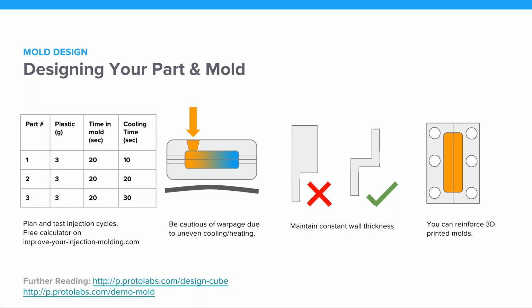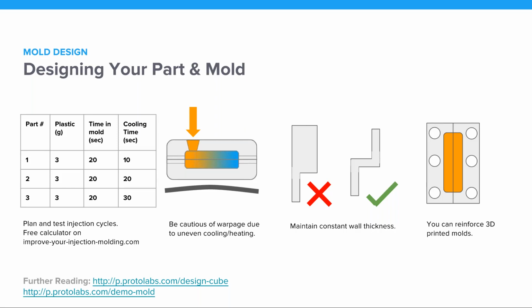Some other things you can do is plan and test your injection cycles. There's a free calculator on improveyourinjectionmolding.com. Basically, you're saying, okay, inject for 30 seconds, cool for 1 minute, do the next part, and this can help you optimize what you're doing. You want to be careful of warpage due to uneven cooling and heating. We already talked about that a little bit.